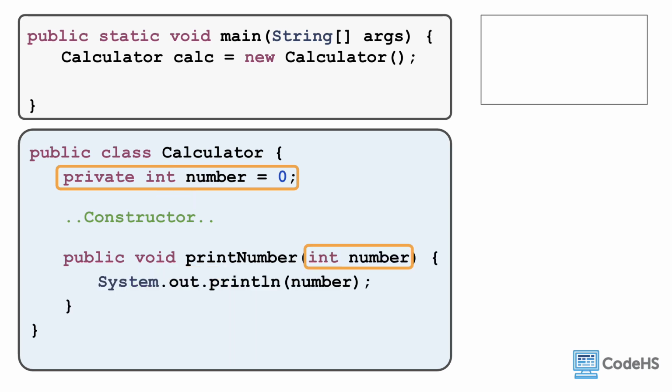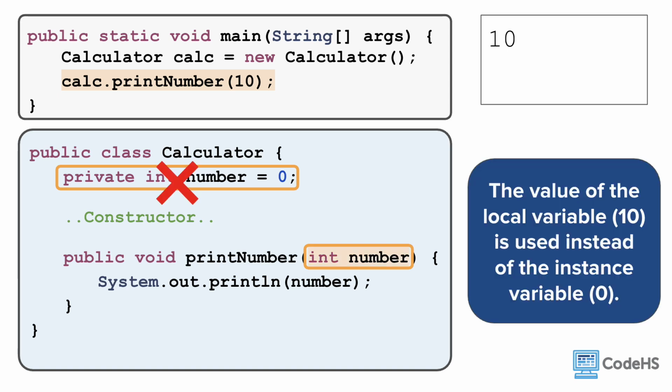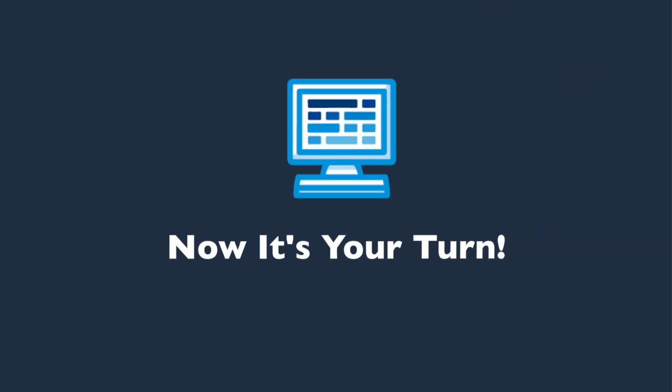Let's look at a second version of the same method. This time, number is a parameter instead of being declared inside of the method. How do you think this change will impact the program? What will happen when the print number method is called with an argument of 10? You will see the same output, 10. Why? The parameter is a local variable, so its value, 10, is used instead of the instance variable, 0. Now that you know about local variables in scope, it's your turn to explore this concept further.